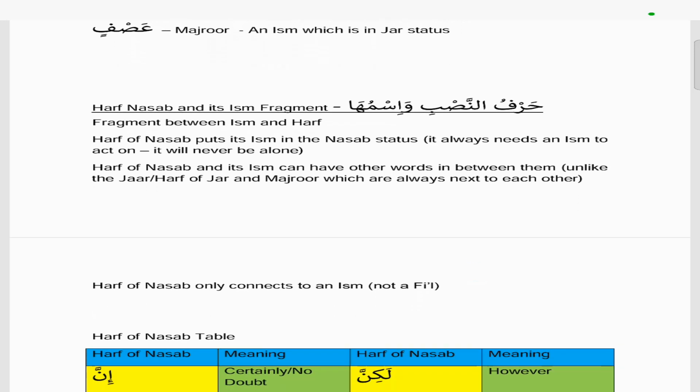So the next fragment is the harf of nasab and its ism. This is a fragment between an ism and a harf. So the harf of nasab puts its ism, the ism that it acts on, in the nasab status. And it always needs an ism to act on. It will never be alone. So a harf of nasab will never be by itself. It needs an ism to act on.